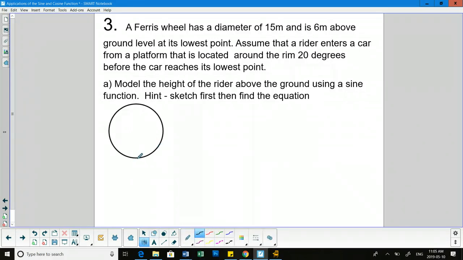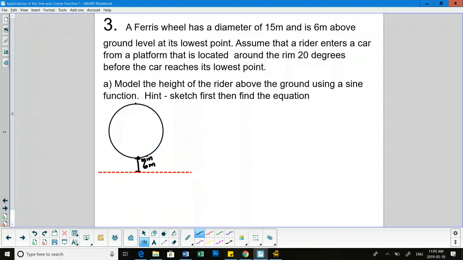Our Ferris wheel is 6 meters above the ground. Okay, this is our ground level. This location right here is going to be where we measure everything from. So I'm just going to do this in red, just so we know that's our measurement location for each of these locations. Okay, so what is the minimum height that a rider could be on this wheel? Yeah, so this is the minimum, and it's 6 meters.